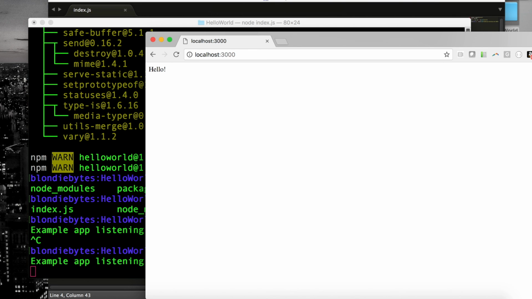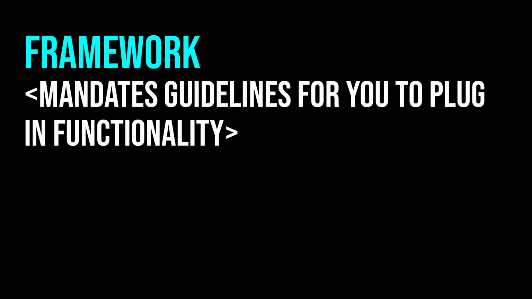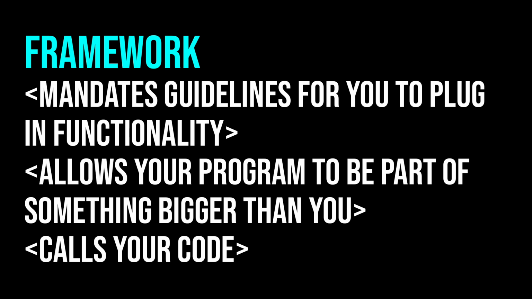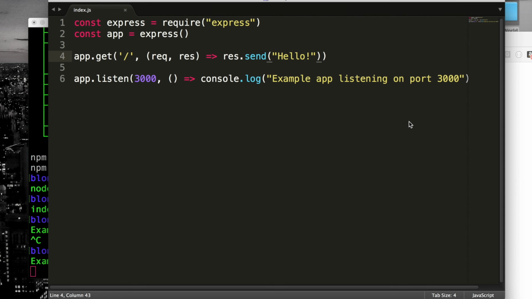So what does all this mean? Ultimately, a framework mandates certain guidelines for you to plug in functionality. It allows your program to be a part of something bigger than you. And the framework calls your code, your functionality, to figure out what to do in its control flow. For frameworks, you only need to provide specific functionality pieces, and that's what makes frameworks very helpful. Notice here, we plugged into the Express framework by creating an Express application and then adding the little functionality pieces, but working within its own control flow.